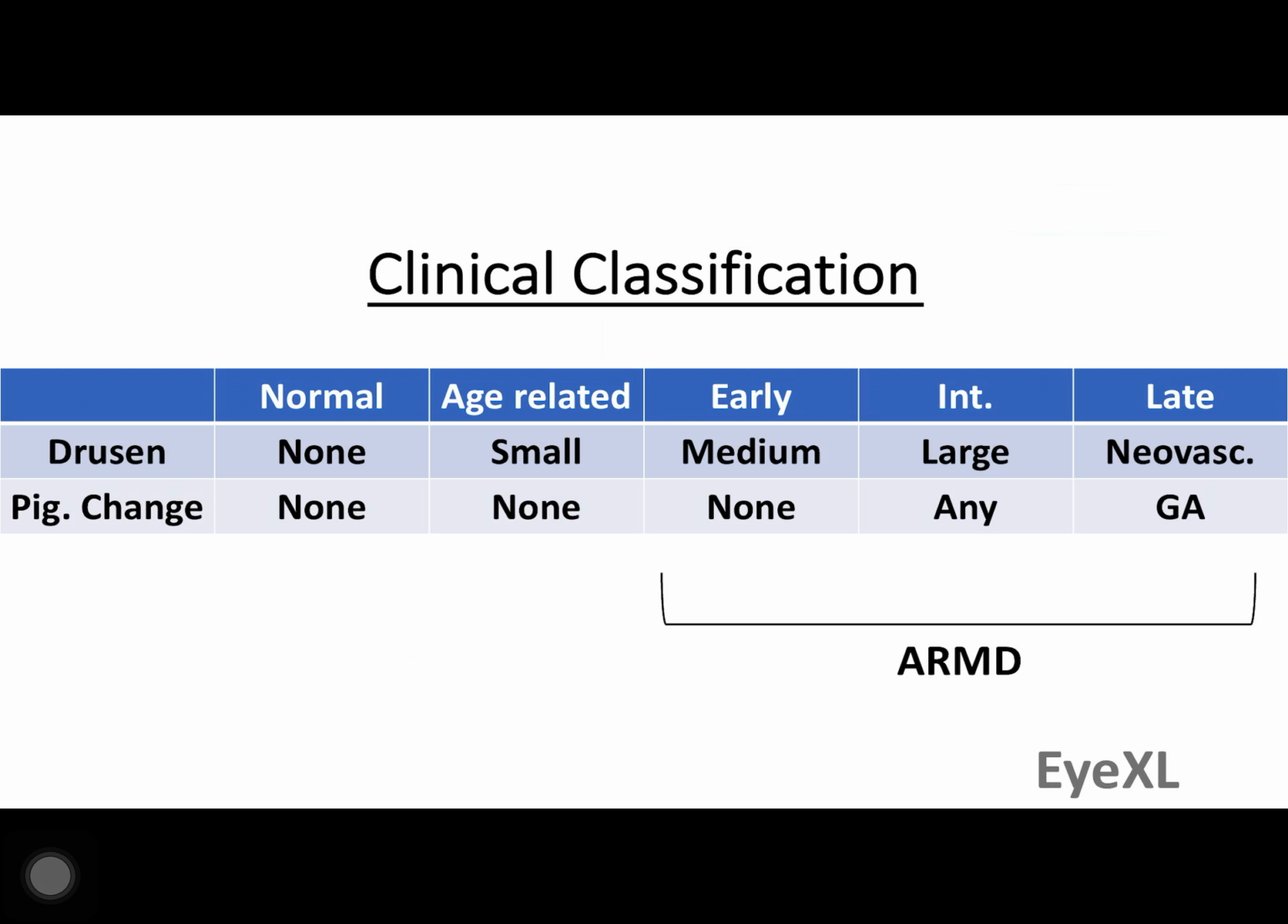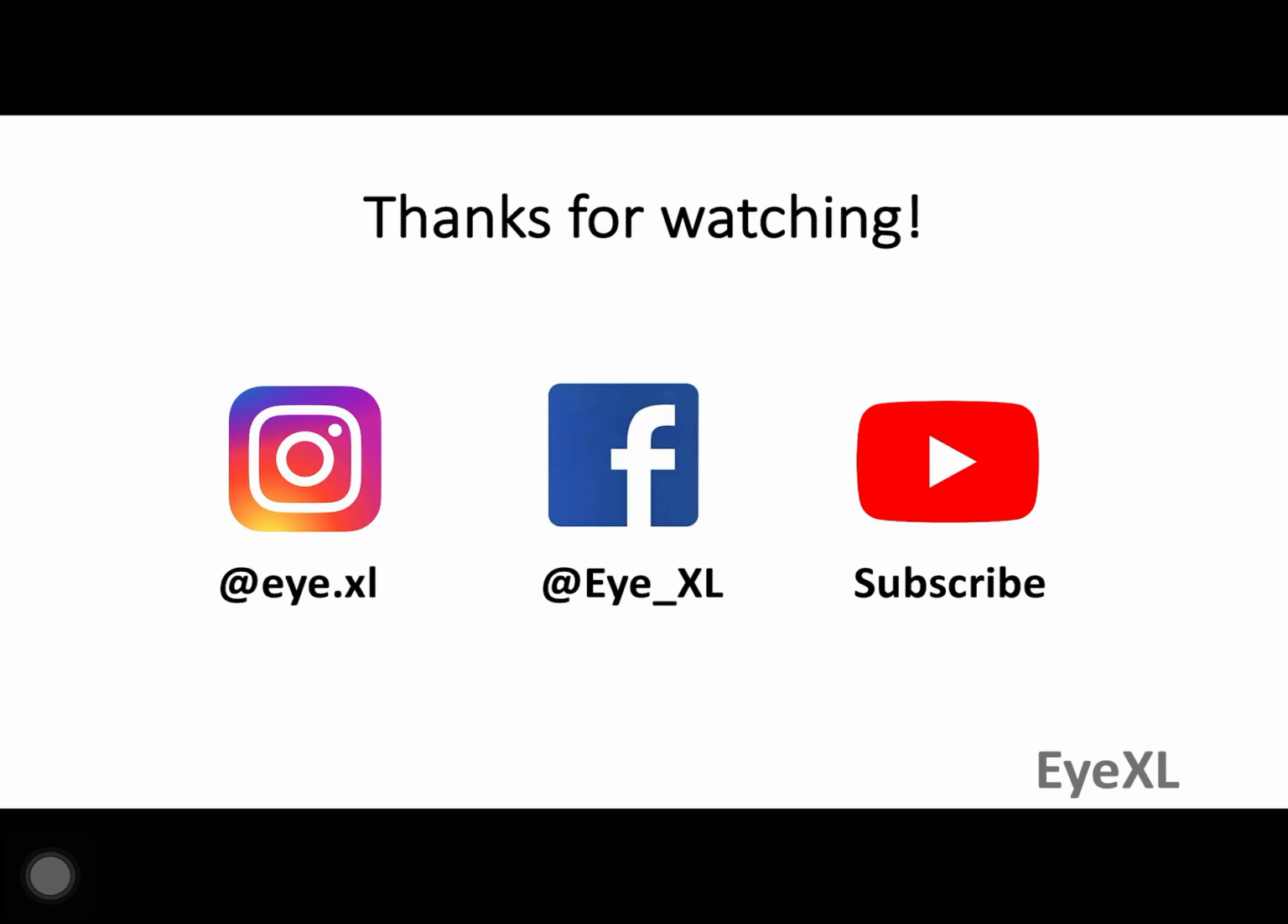In early ARMD drusen will be medium in size, and in intermediate ARMD they shall be large in size. Intermediate ARMD also shows pigmentary changes. Any sort of pigmentary change, either hyper or hypopigmentation, is acceptable, whereas late ARMD will show neovascularization and a geographic atrophy. So the last three columns talk about ARMD. That takes care of the lecture for today. We'll deal with investigations and the treatment of ARMD as a separate lecture.